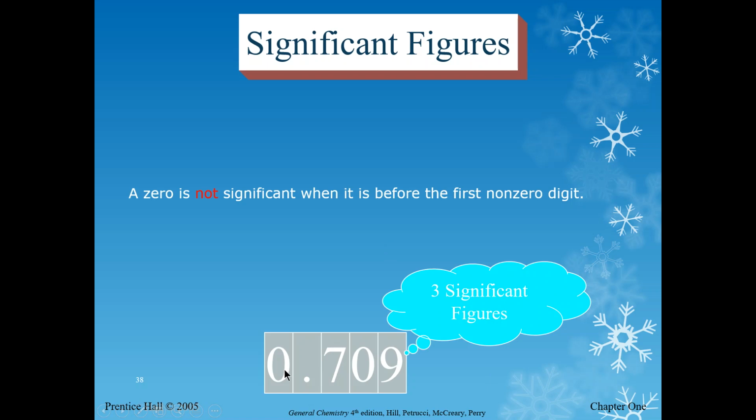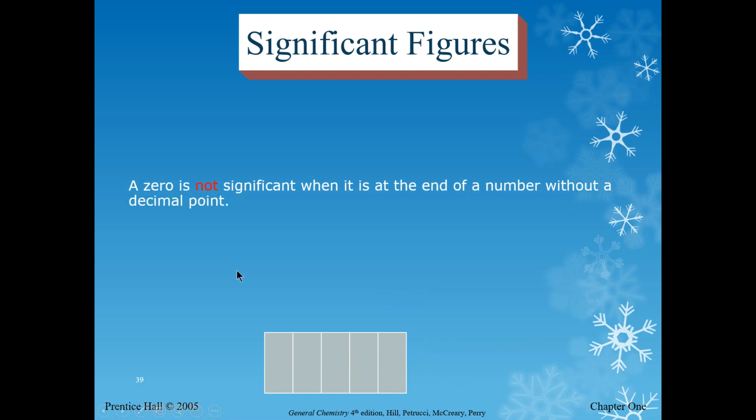We have this 0, which comes before the first non-zero digit, and we have this 0, which is sandwiched between the 7 and the 9. So this 0 is not significant, but this 0 is, and therefore the total number of significant digits reflected would be 3.